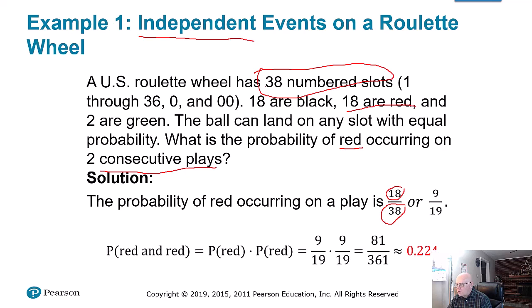And the probability of red occurring on both, since they're independent events, is just to multiply the two probabilities. In this case, they're exactly the same. And you get 81 over 361, or around 0.224, or if you like, 22.4%.